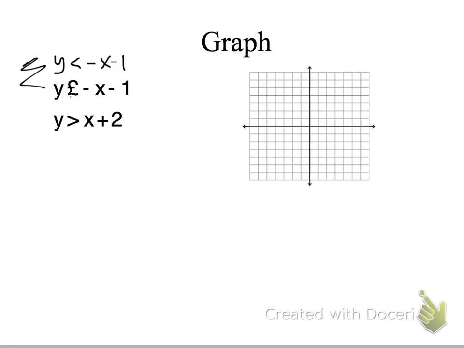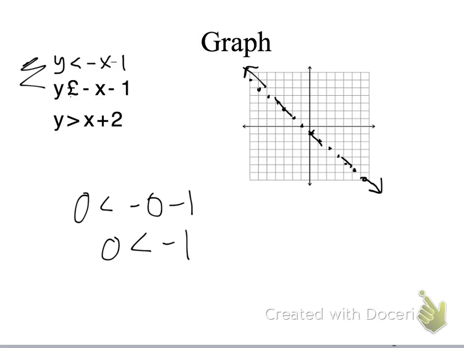Okay, so let's graph this one in black first. So I start at negative 1. I go down 1 to the right 1 because it's a negative. Or up 1 to the left 1. It has to be decreasing because it's a negative slope. Okay, it's a dashed line because it doesn't have the line underneath it. Okay, to figure out what side it's going to shade, you plug in 0, 0. So 0 less than negative 0 minus 1. So is 0 less than negative 1? It is not. So I do not shade across 0, 0. I shade on the opposite side.